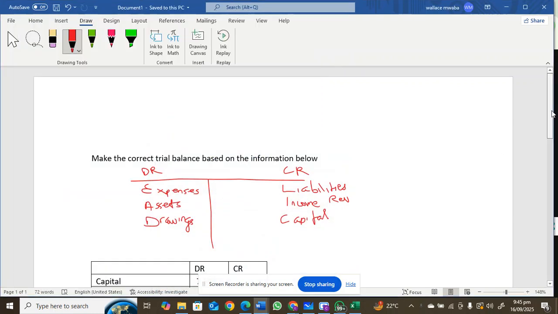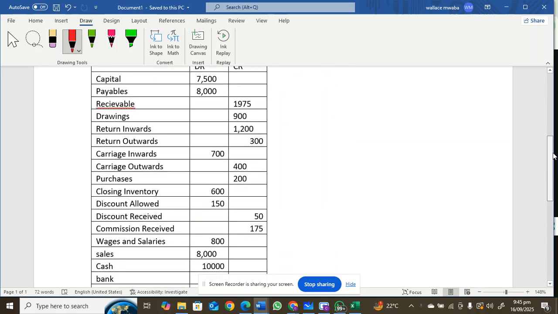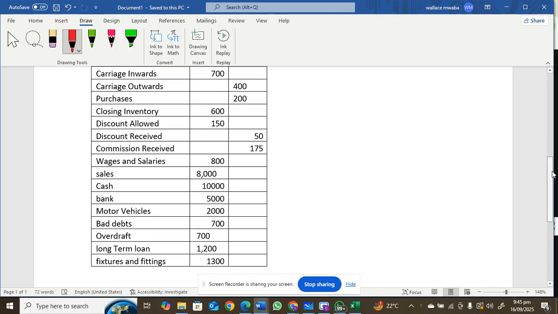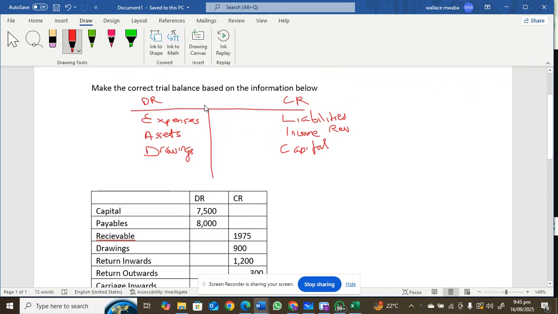Okay, so we've got a question here which says make the correct trial balance based on the information below. So we've got a trial balance, but some figures are wrongly placed. So we need to put them in their correct place. All right. Yes. So this table here is going to help us.